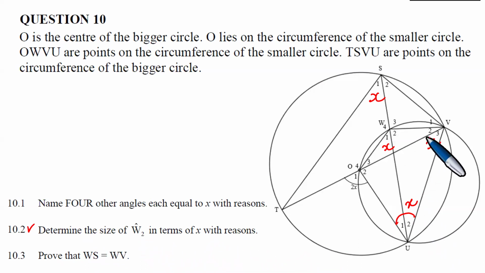The examiner now is saying we need to find W2 in terms of X, but with reasons. W2 in terms of X, but with reasons. Okay, think about it then and let me know as soon as you're done. Okay, you have 1 minute there.